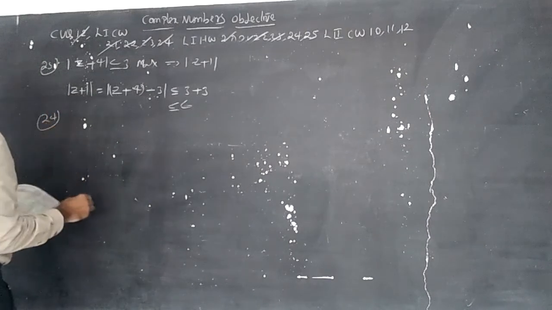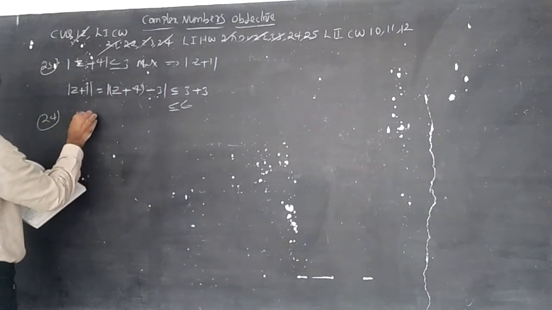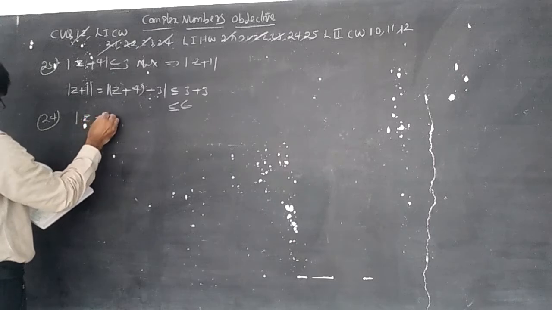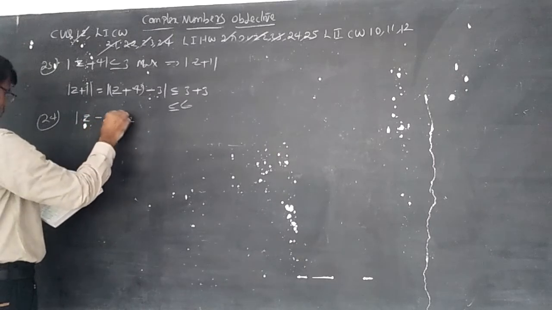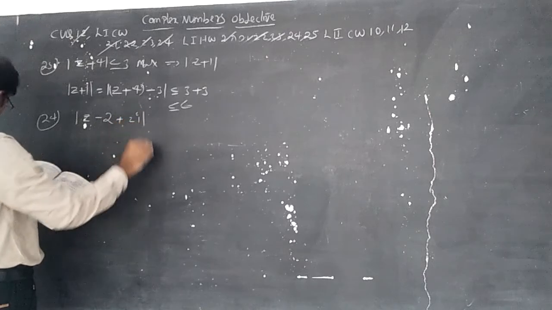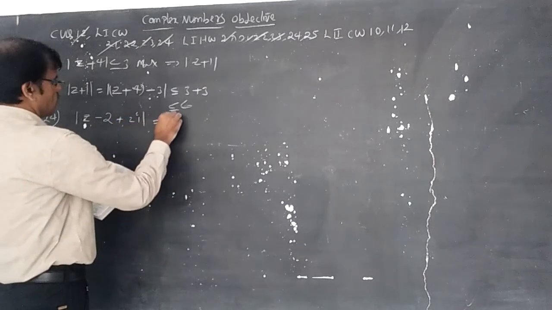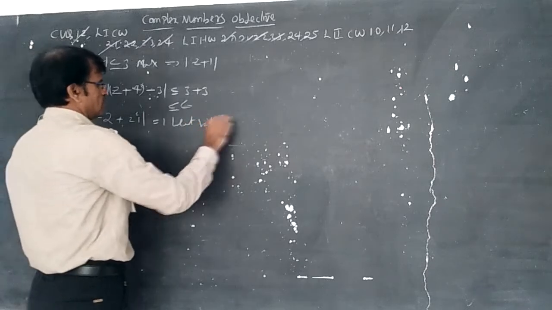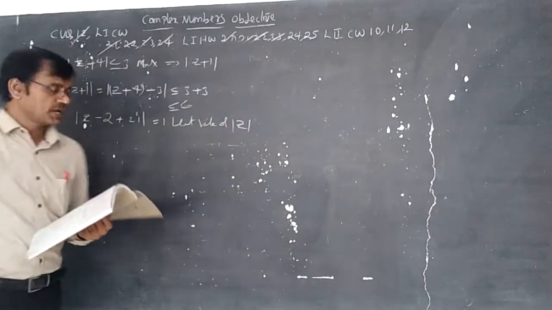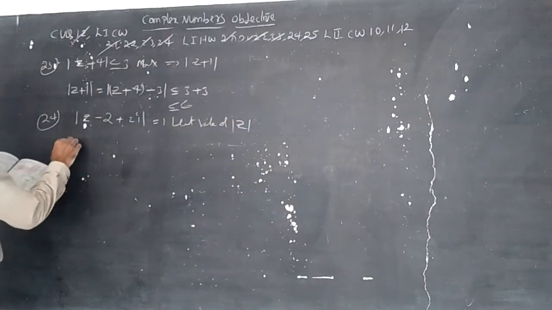The 24th question. Now we should use the modulus of z1 minus z2 concept. Modulus of z minus 2 plus 2i is equal to 1. He is asking for the least value of modulus of z. So we should use the minus concept.